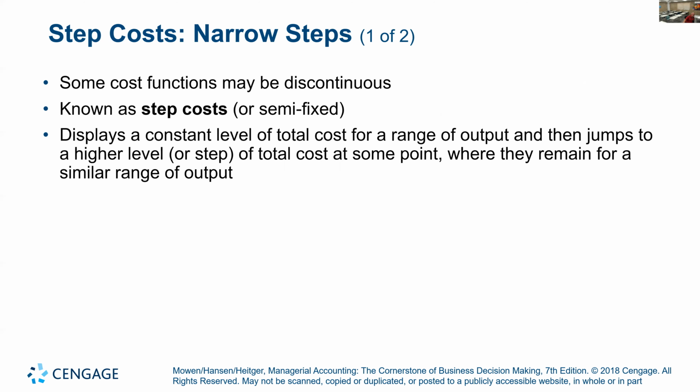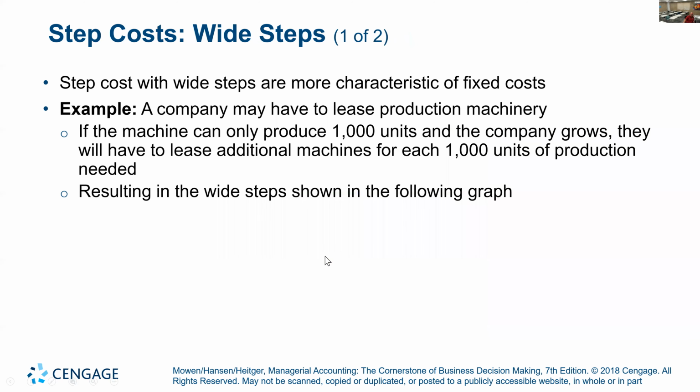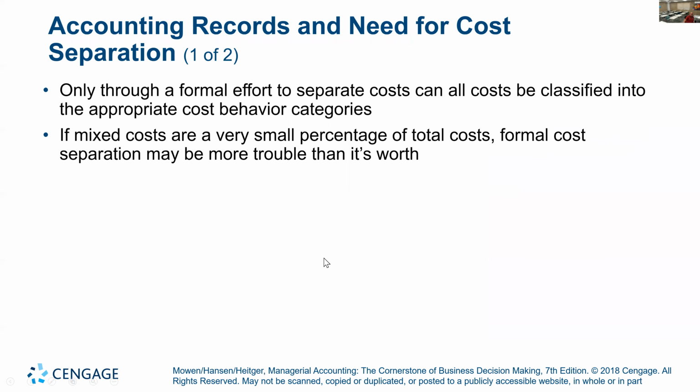There's also step costs where, say, for 100 to 300 units, it'll cost us this much. From 300 to 600, it costs us this much. It just keeps going up in steps. They can be narrow steps or wide steps. It's just how they would look. Okay, different reasons for those. I want you to know that they're out there.